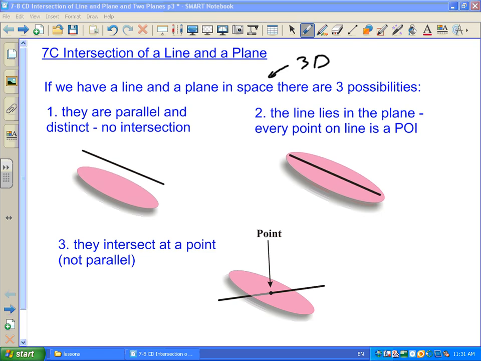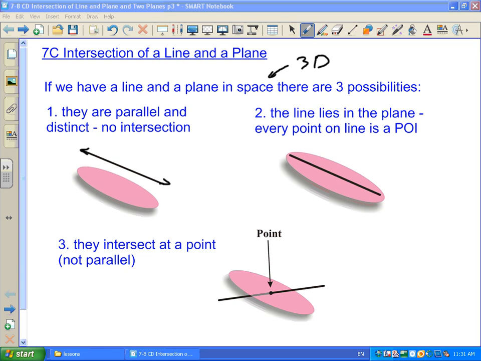So there are 3 possibilities, and these possibilities should be kind of familiar to you by now. We can have the line and the plane being parallel and distinct. So the plane, we're representing it by this nice little pink oval here, but remember it stretches off to infinity in all directions. And of course our line extends to infinity in all directions. Our line can be parallel to our plane, in which case these 2 things are not going to intersect. So parallel and distinct, no intersection.